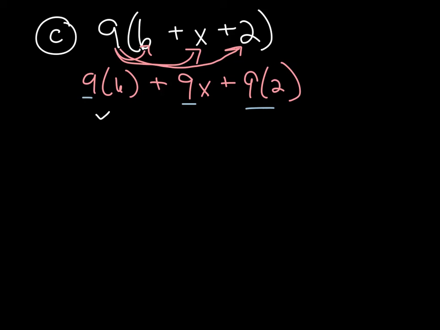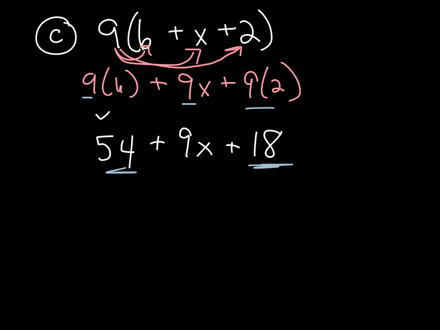And 9 times 6 is 54. And then 9 times x can't really go any lower, so we just leave that as 9x. And then 9 times 2 is 18. And this time, we're not actually technically done yet because we still have these like terms right here. And in order to get it as simplified as we can, we've got to get all like terms together.